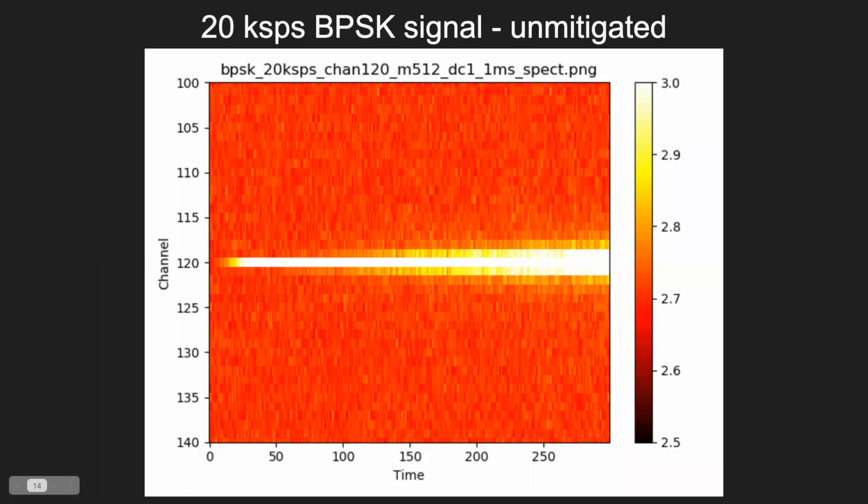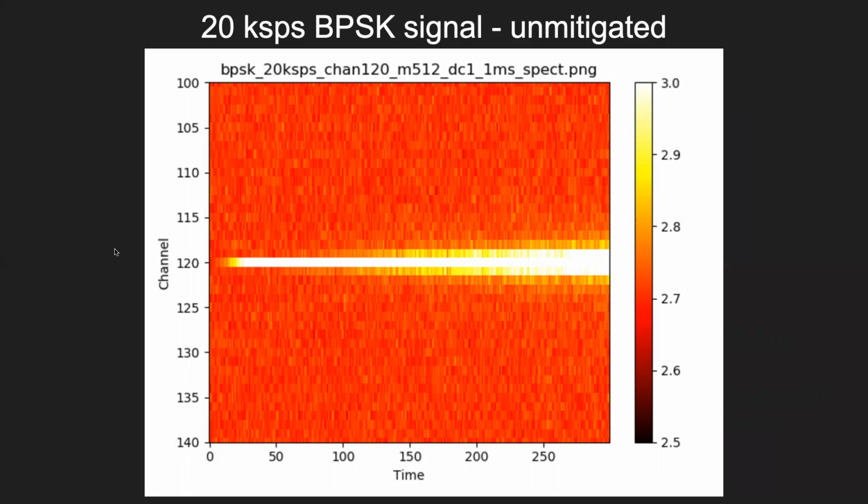So here's an example signal that I made: 20 kilosymbols per second. This is just a 1-bit binary phase shift keyed signal, so it's 20 kilobits per second. Also, this is 100% duty cycle, and it's at the center of channel 120 here. The carrier frequency lines up exactly with this center channel right here.